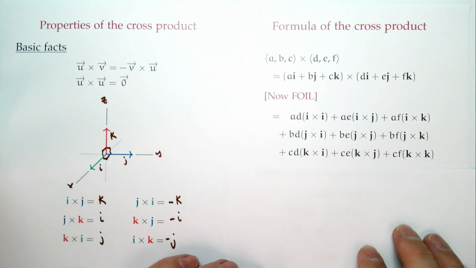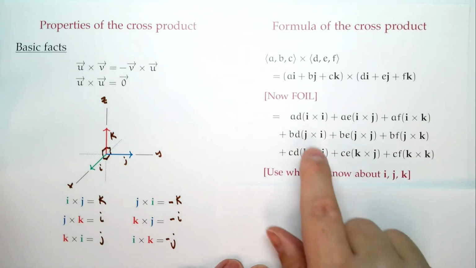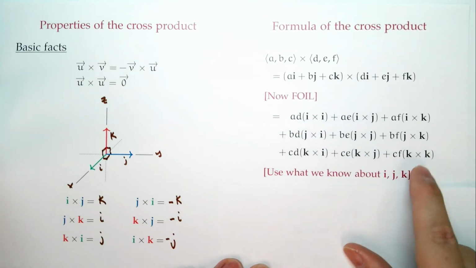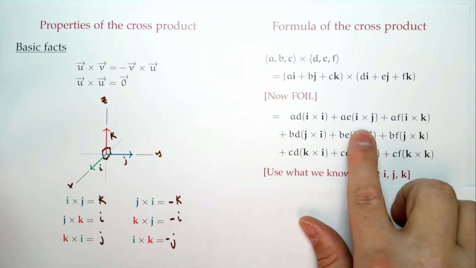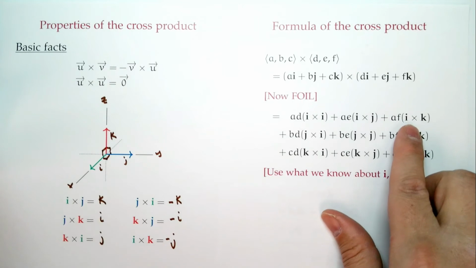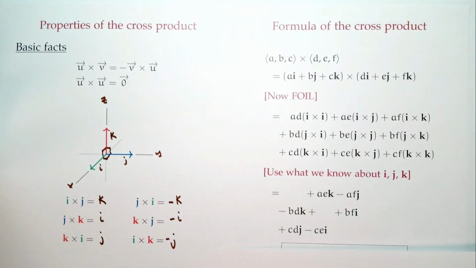Now the good news is that a lot of this simplifies. So we're going to use our properties. And by that I mean, well look, i cross i, j cross j, k cross k, 0. No need for more work. What about the other terms? Well, like i cross j, that's k. i cross k, that's negative j, and so forth and so on. So if you put all that in, all those terms on the diagonal are 0. You get AE times k minus AF times j minus BD times k, BF times i, plus CD times j minus CE times i. And now we're just going to group things by components.